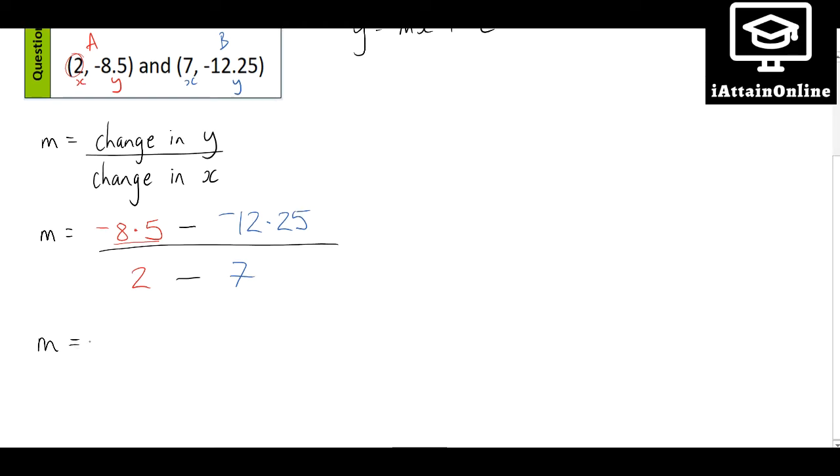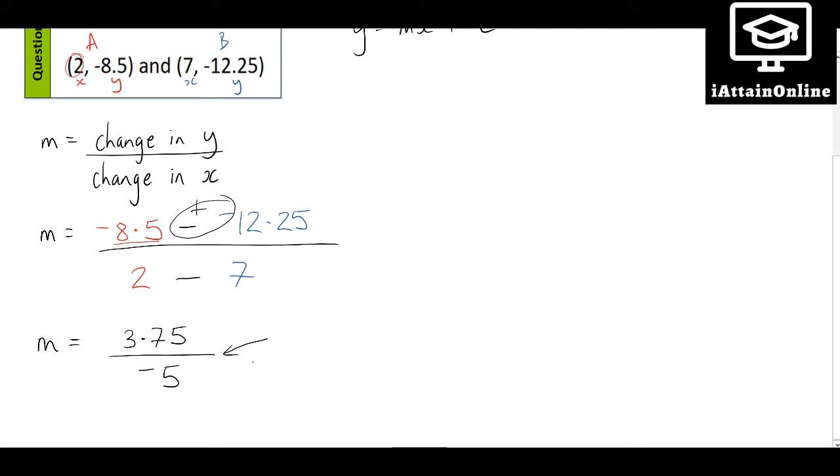Okay, so if I just tidy up the numerators and denominators before I do the calculation, the denominator is a little bit easier here. 2 take away 7 gives you negative 5. And then I'm going to start with negative 8.5, and here, because there are two negatives next to each other, remember that becomes a positive. So we're actually doing negative 8.5 plus 12.5, which gives me 3.75.